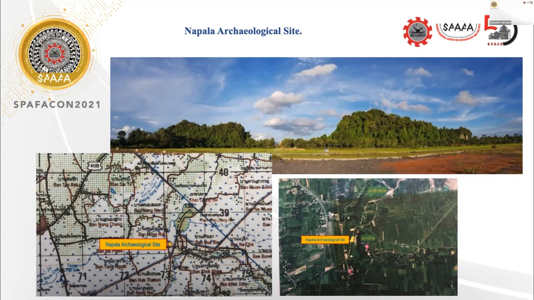And you can see from the aerial photo, here is Napla site, and here is Khao Nui. And the paddy field is all around the area. Next slide, please.